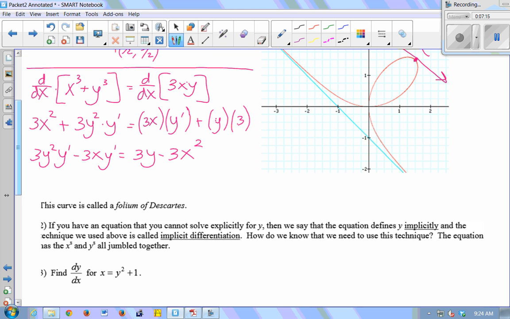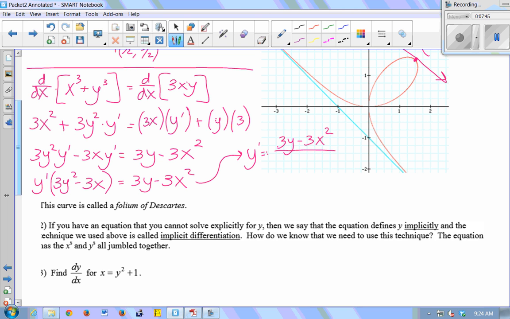All right, now what should I do? Trying to solve for y prime. Factor out the y prime. Great. So I have y prime times 3y squared minus 3x equals 3y minus 3x squared. And then divide both sides by 3y squared minus 3x. So we get y prime is equal to 3y minus 3x squared over 3y squared minus 3x.